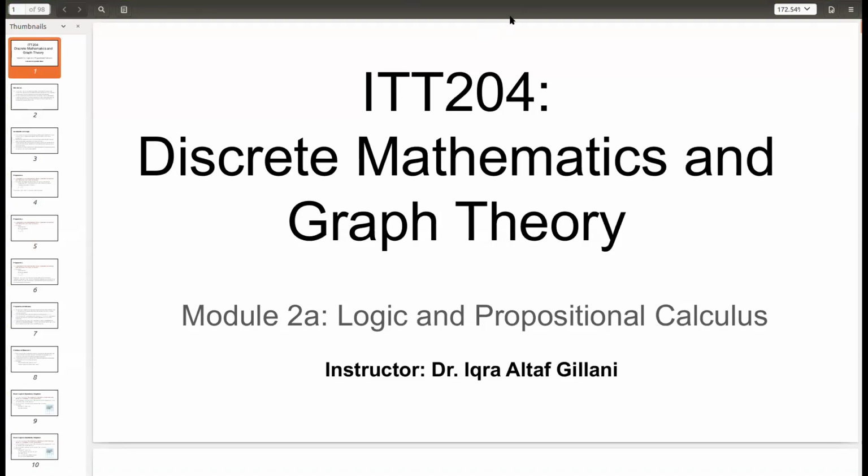All right, so let us start with a recap. Okay, so what we have been discussing yesterday was in continuation with what is known as predicate logic.